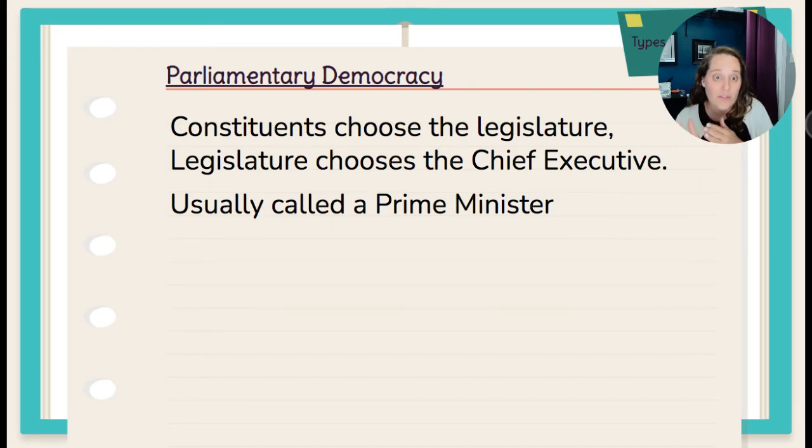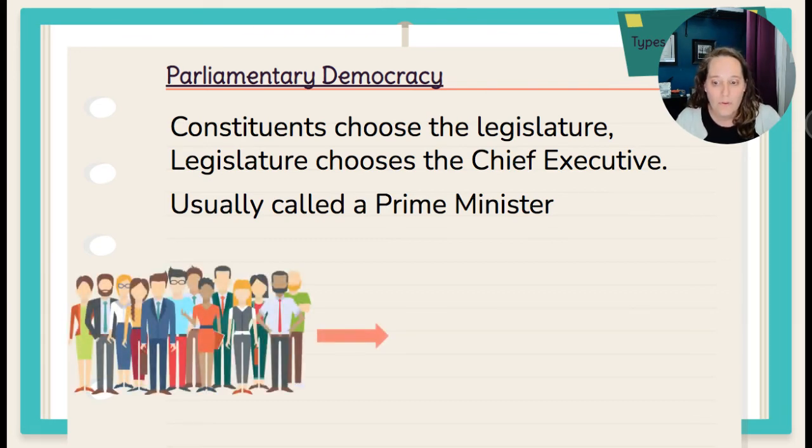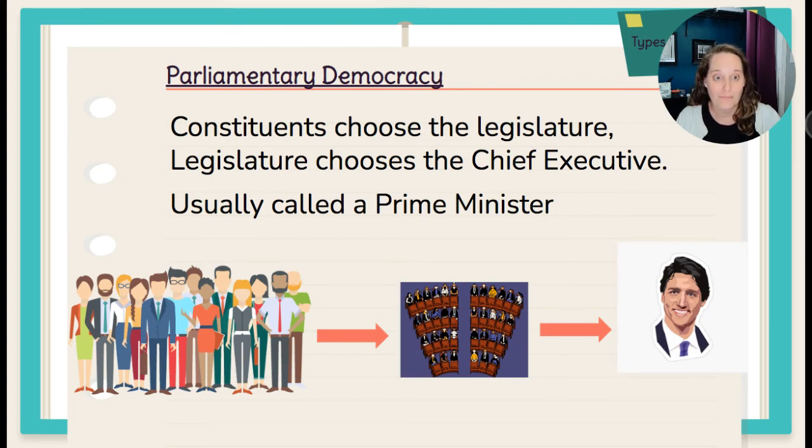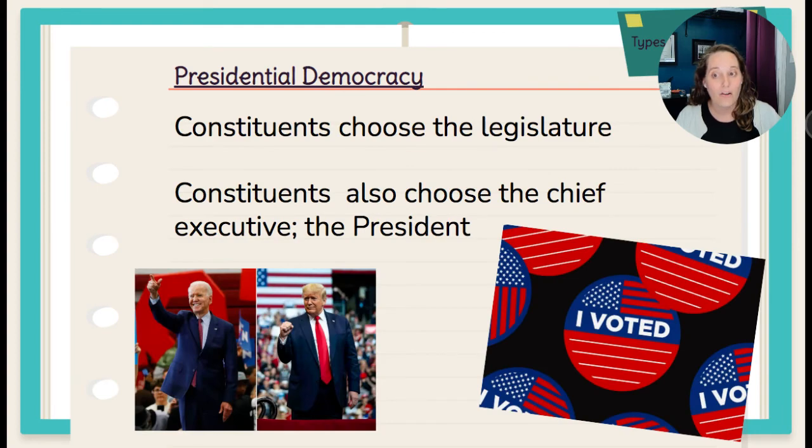So the people get to choose the legislature, but then the legislature gets to choose the chief executive. So the representatives themselves would choose a chief executive from among themselves. Typically in this kind of a government, the chief executive is called a prime minister. So the people get to vote for the legislature, who then gets to pick the chief executive or the prime minister.